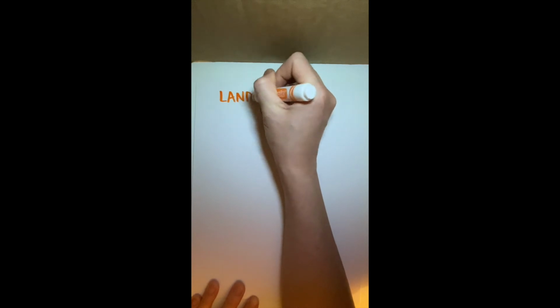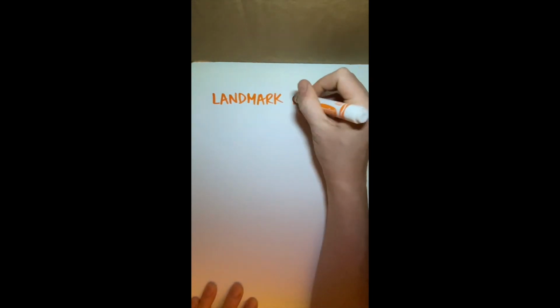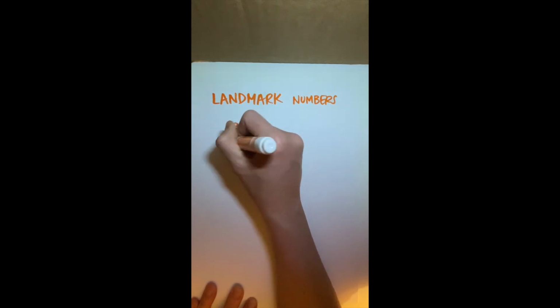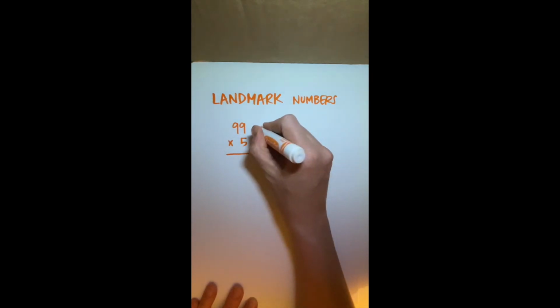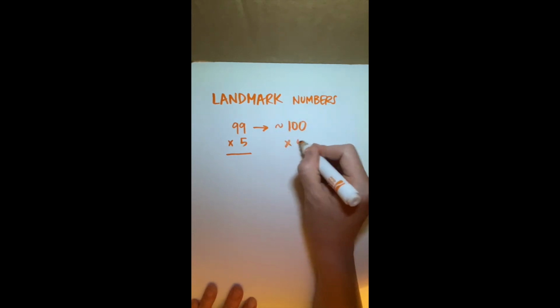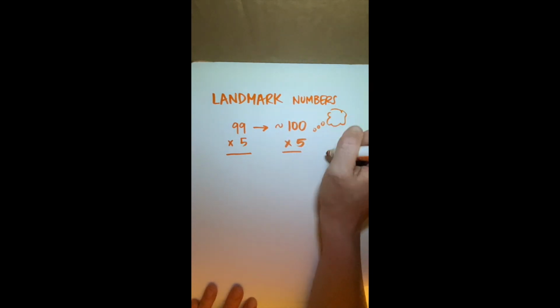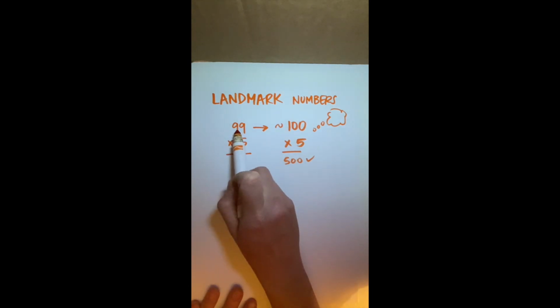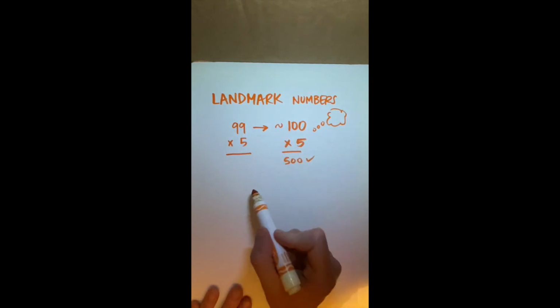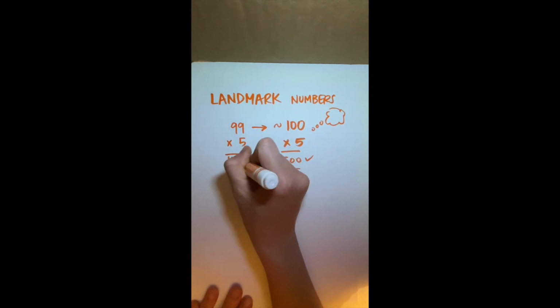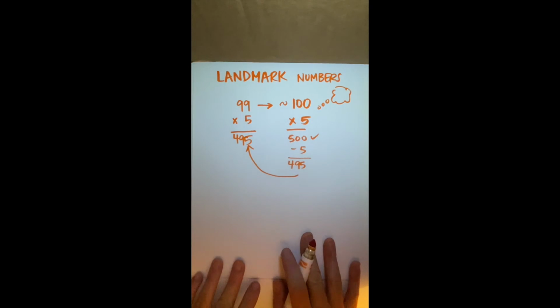The next strategy we're going to look at is called landmark numbers. This is a strategy you might use if you look at a problem that is a little bit tricky to do in your head, like 99 times 5. 99 is awfully close to a number that's a little bit easier for me, 100. That one I could definitely do in my head. 100 times 5 is 500. Now to change that 99 to 100, I had to add 1 5 times. So I take away that 5 that I had to add, and I get the correct answer.